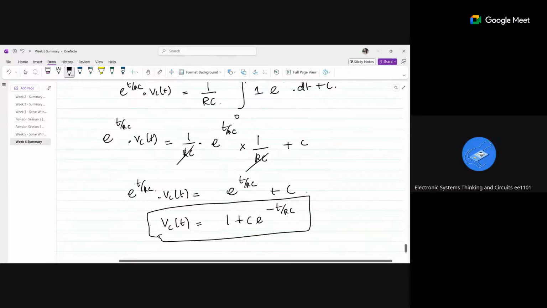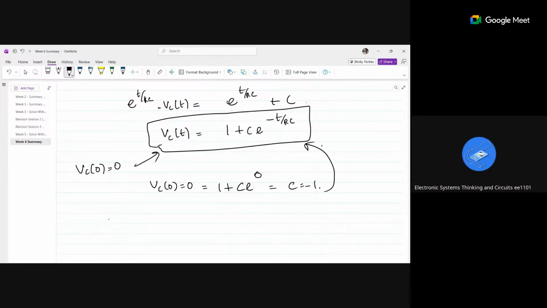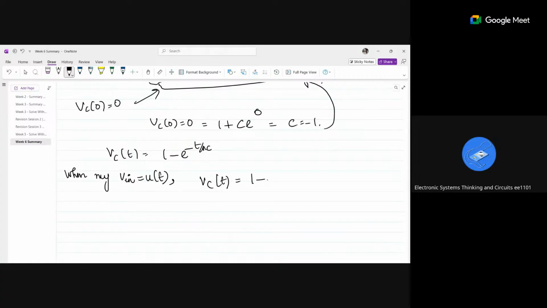Yes. We also know initially it is 0. Vc of 0 is 0, so I will apply it here. Vc of 0 is equal to 1 plus c e power 0. E power 0 is 1, so c is equal to minus 1. We got the value of c, which we apply here. Vc of t is equal to 1 minus e power minus t by rc. So when my V in is a unit step input, my Vc of t is equal to 1 minus e power minus t by rc. This is the unit step response.